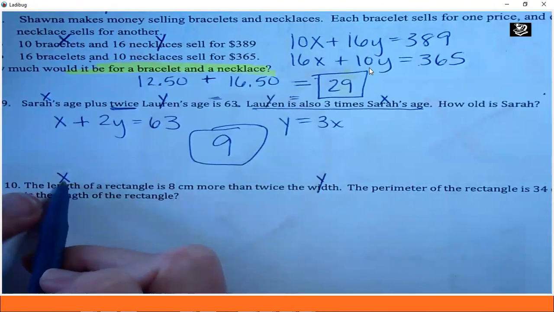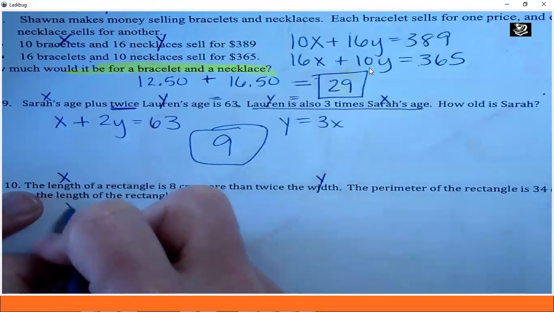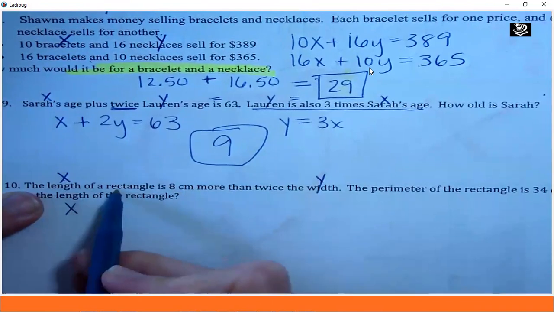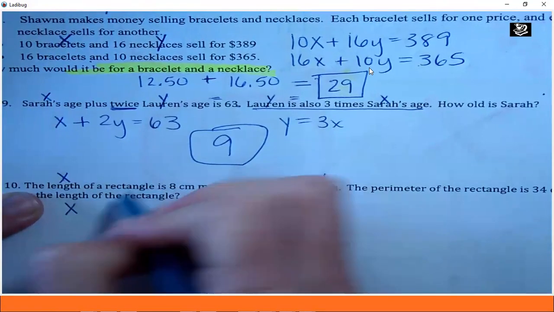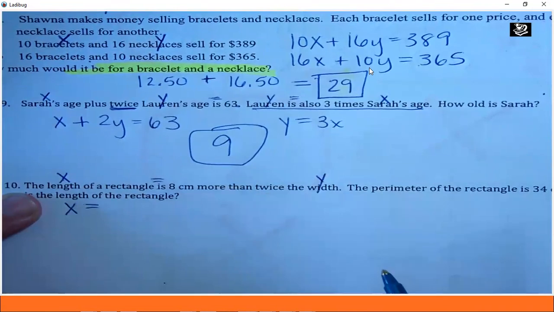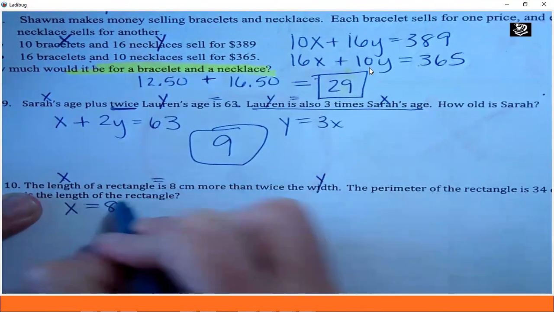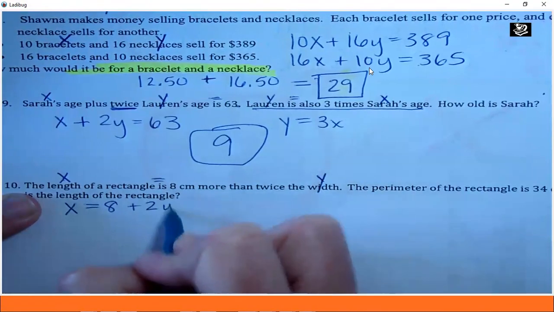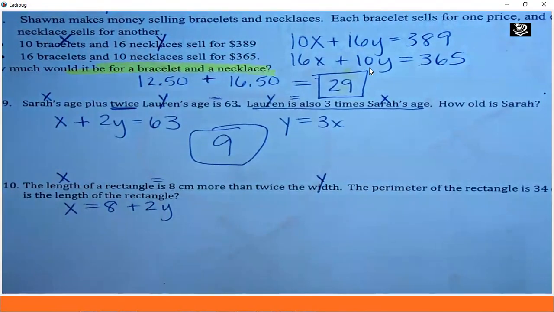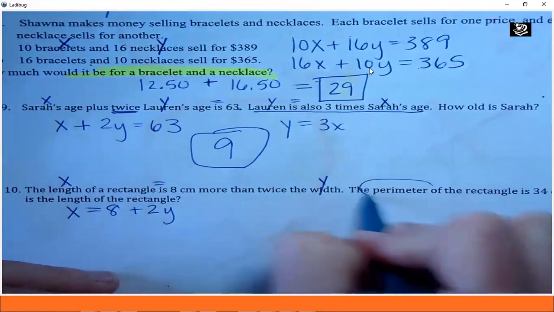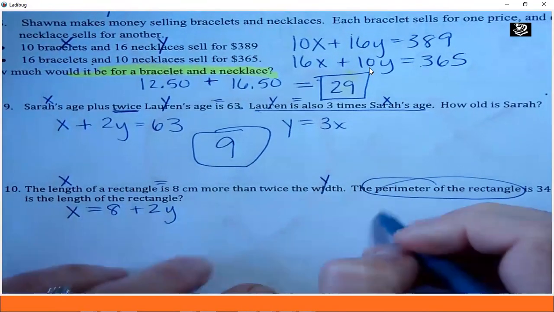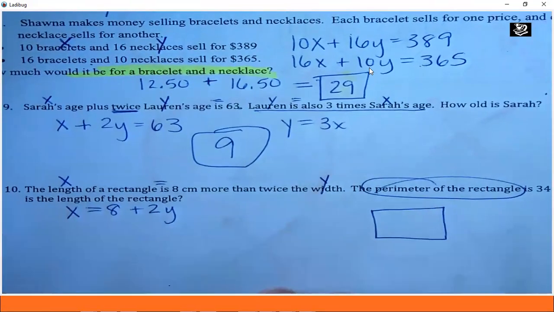Start right here. X. The length of a rectangle equals. What are we using for width? Y. So 8 plus 2y. Okay. Liam, how do you find the perimeter of a rectangle? By adding up all the sides.